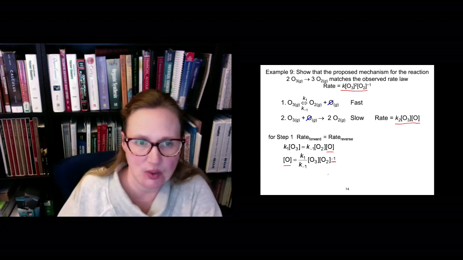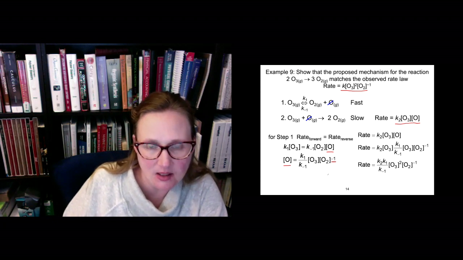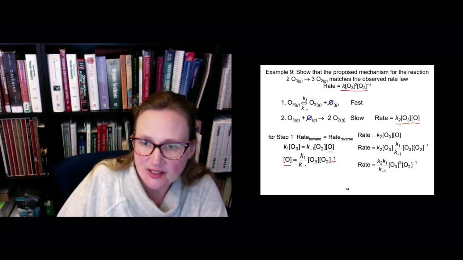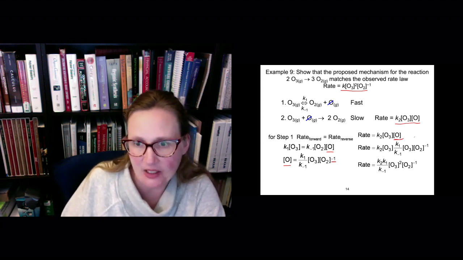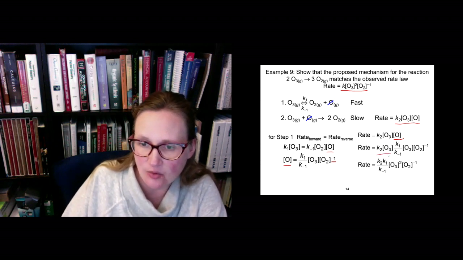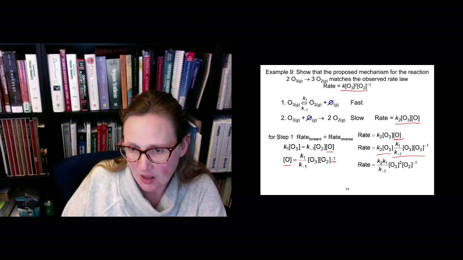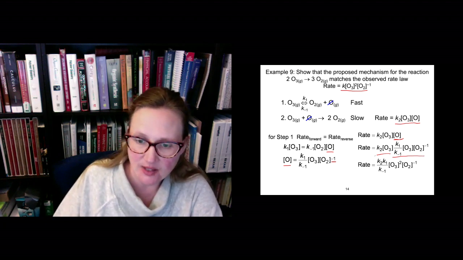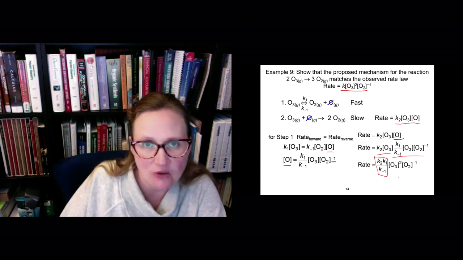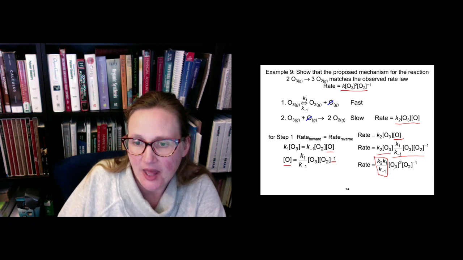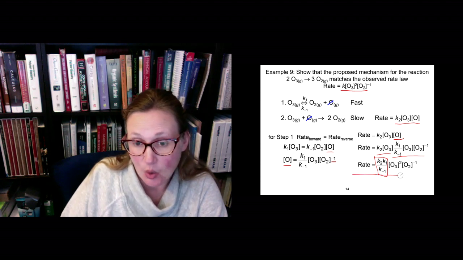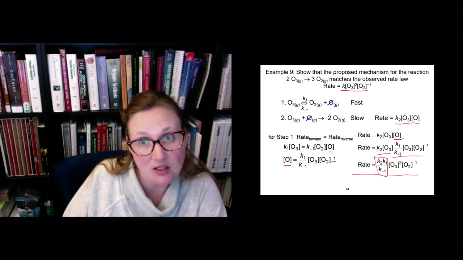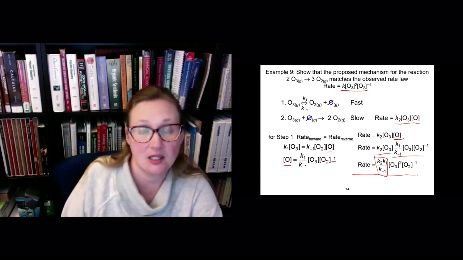Now we can substitute into the second elementary step, which is the rate determining step. The rate determining step again has that intermediate in it, so we have to substitute in what we solved for that intermediate. When we do that, we have K2 times O3, and then we have this value that we solved for. If we rearrange this equation, we get a constant K, the ratio of K2 times K1 over K reverse, and then we have O3 squared times O2 to the -1. If we look at this rate that we solved for, you can see that it matches the observed rate law. So we've just validated this mechanism.